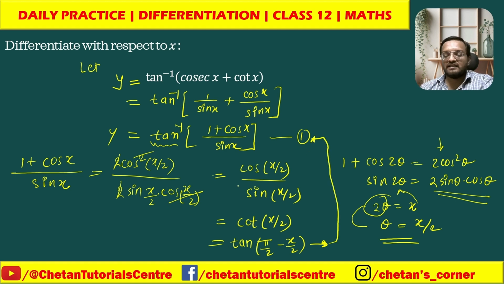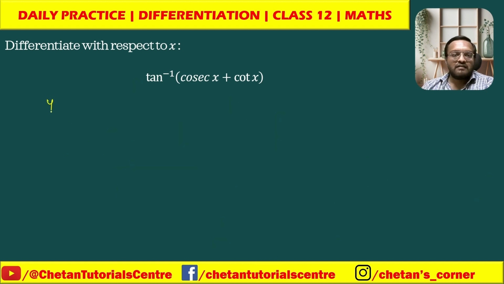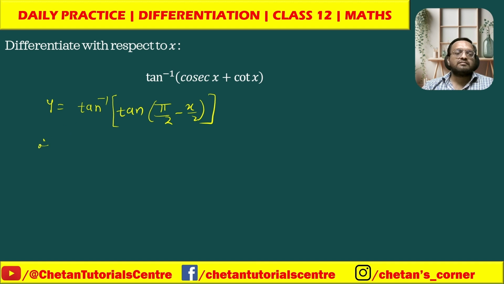Now we will put this value in equation number 1. Then what I will get, y is equal to tan inverse of tan of pi by 2 minus x by 2. So after substitution, this tan inverse and tan will get cancelled. Then we will be left with y is equal to pi by 2 minus x by 2.